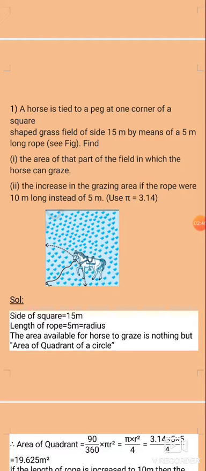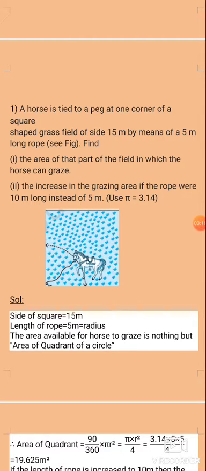So in this case, the angle is 90 degree. We can name it as the area of the quadrant instead of sector. So 90 by 360 into pi r square. Now 90 by 360, how much? 1 by 4 pi r square. Here the value of pi is 3.14 into 5 square by 4. So when you multiply it and divide it by 4, at last what we get? 19.625 meters square.